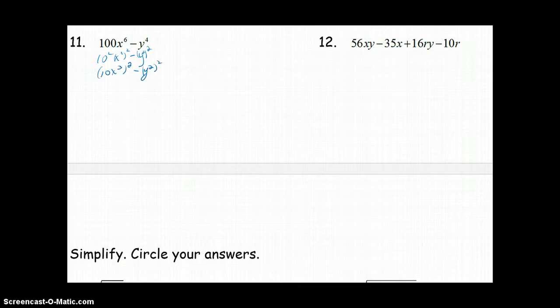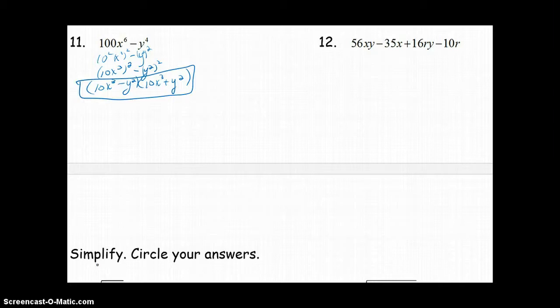A little rearranging, and we have now written it as a difference of squares. Remember, our formula says we take the first term, which is 10x to the 3rd, and we subtract the second term, which is y squared. And then we write the exact same thing, except instead of a subtraction, we have an addition. And we are finished.